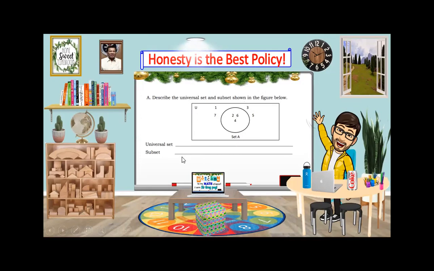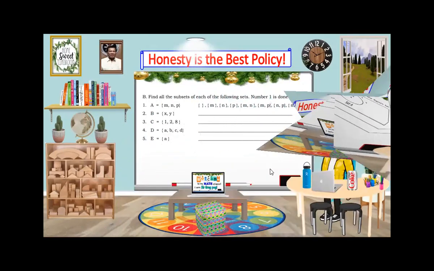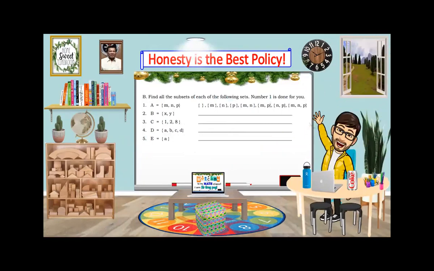Kaya ang set A natin is a subset of the universal set that has elements of 2, 4, 6. Okay, that's it. Now, let's have another one. So find all subsets of each of the following sets. Number 1 is done for you. Ayan, binigay na yung 1 sa inyo.